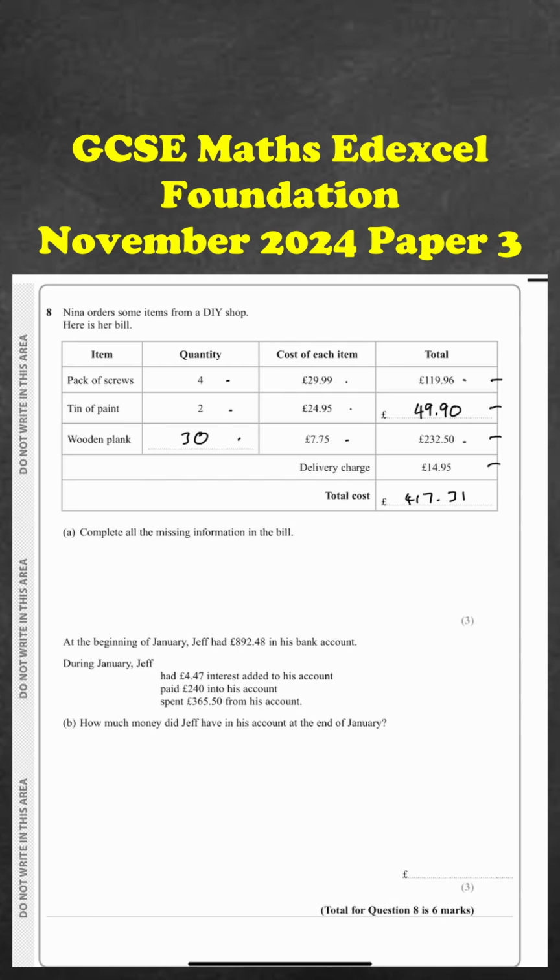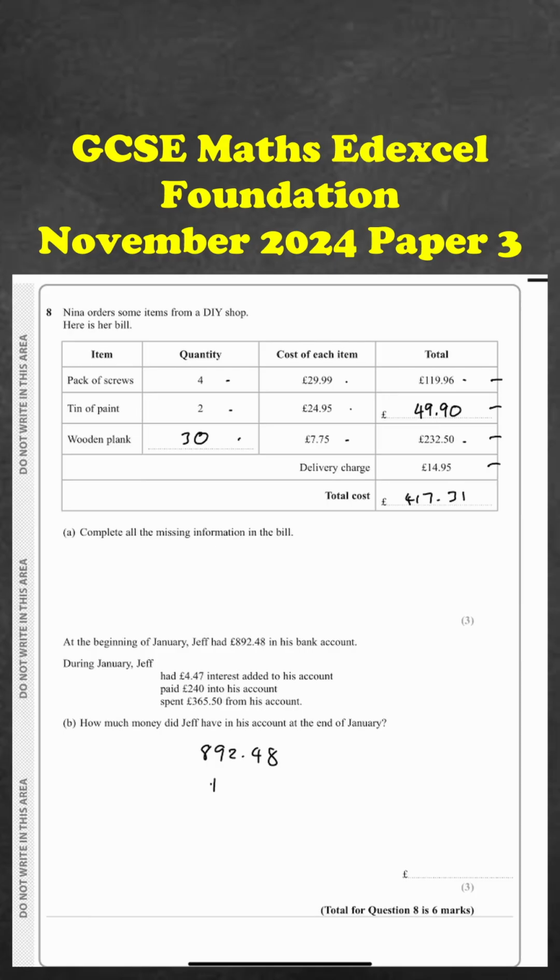At the beginning of January, Jeff had £892.48 in his bank account. During January, Jeff had £4.47 interest added to his account, paid £240 into his account, and spent £365.5 from his account. How much money did he have in his account at the end of January? So he had 892.48. This question is all about just getting your pluses and minuses the right way around.